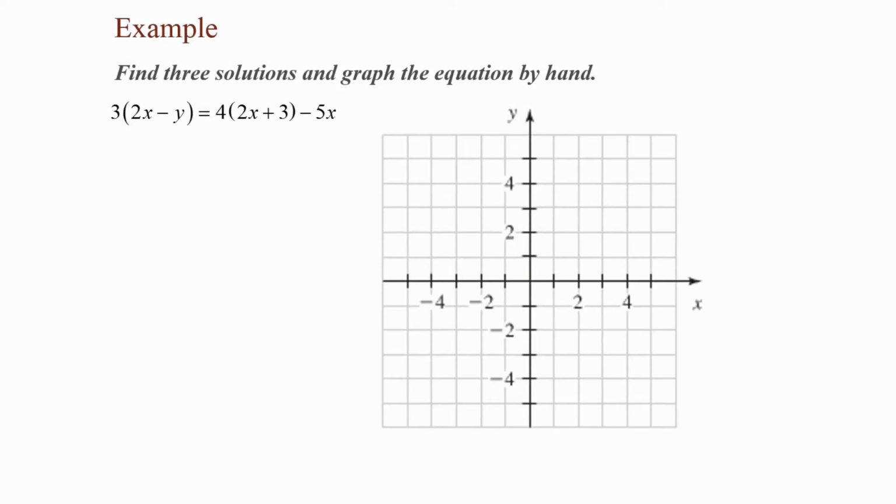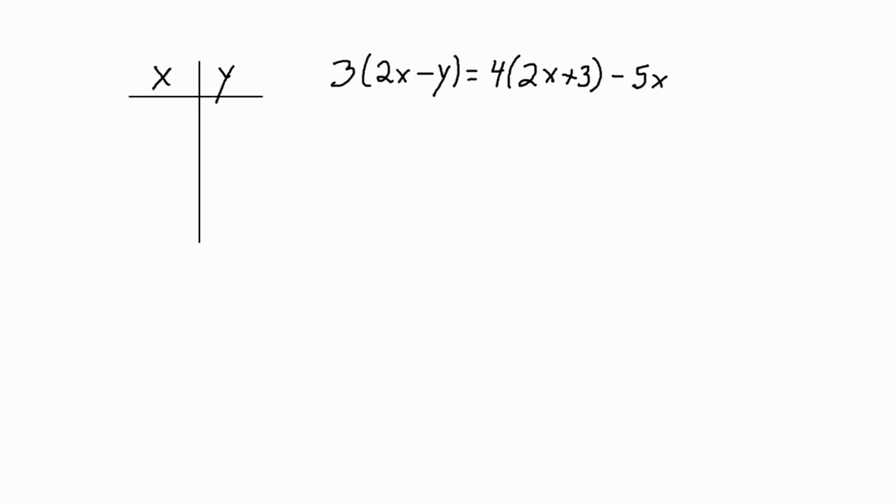In this example, we want to find 3 solutions and graph the equation 3(2x minus y) equals 4(2x plus 3) minus 5x. Our first step is to get rid of the parentheses and then try to solve it for y. If we solve the equation for y, we have y equals, and it's much easier to substitute for x.